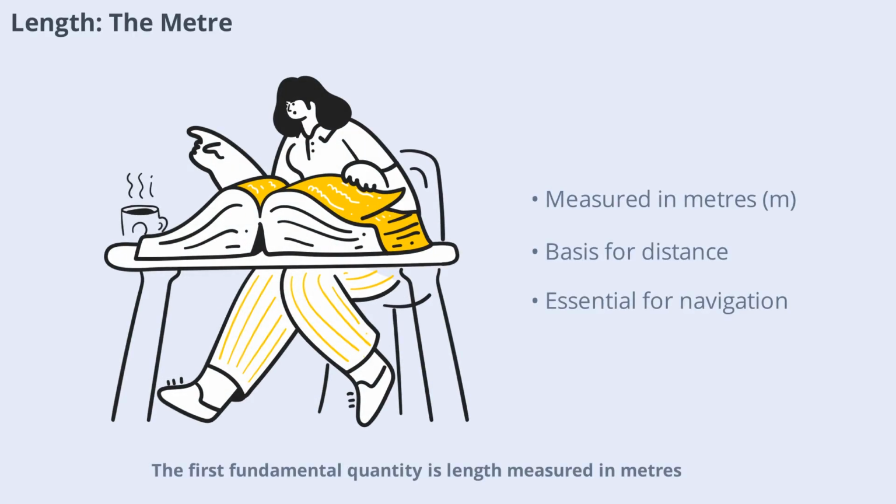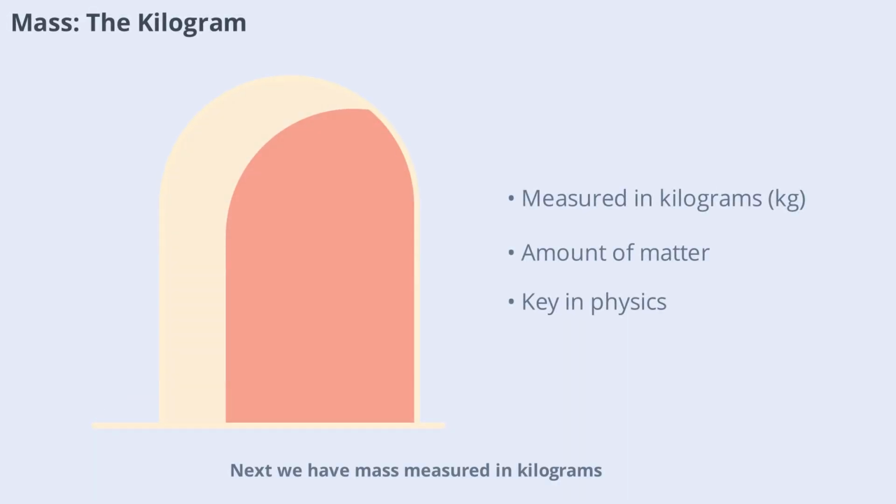First fundamental quantity is length, measured in meters. Whether you're measuring the height of a building or the distance between two cities, length is always at the core. The meter, symbolized as m, is the standard unit. This simple measurement is essential for everything from construction to navigation, and it forms the basis for many other derived quantities.